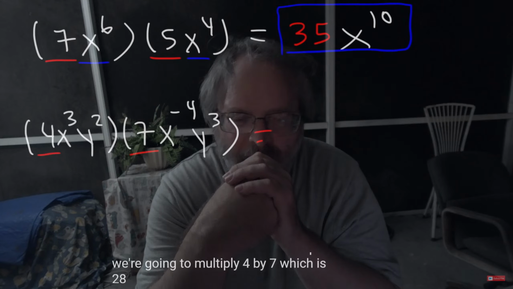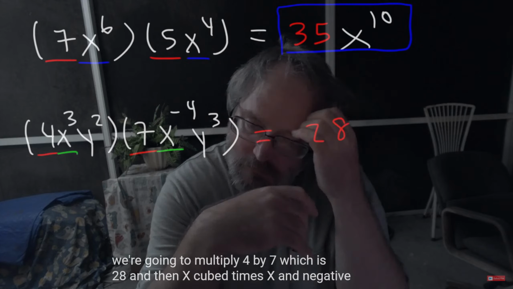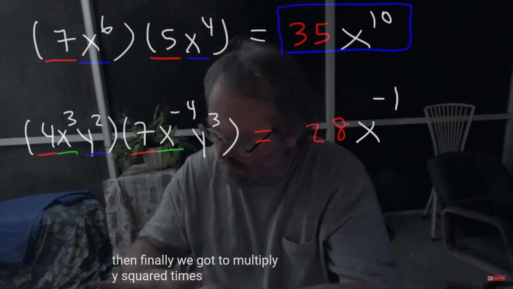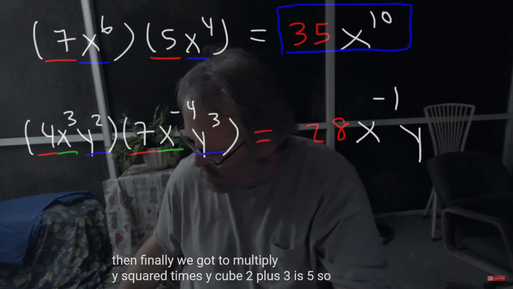And then x cubed times x to the negative 4th. So we got to add 3 plus negative 4, which is negative 1. And then finally, we got to multiply y squared times y cubed. 2 plus 3 is 5. So it's y to the 5th power.